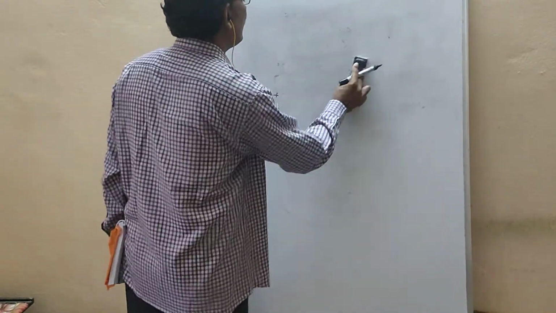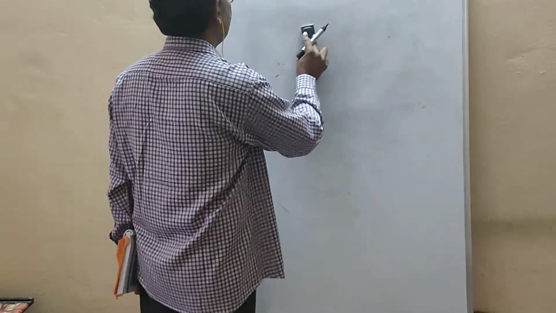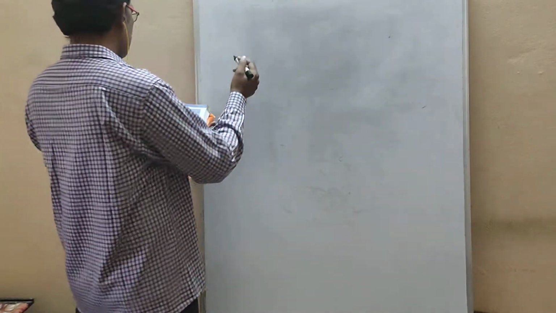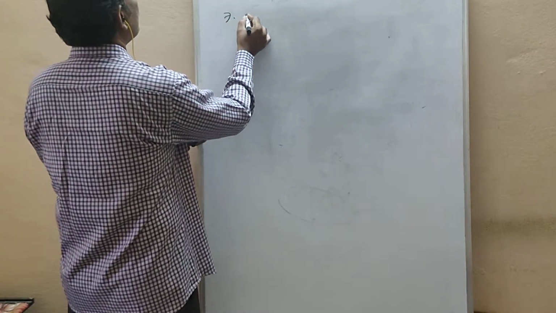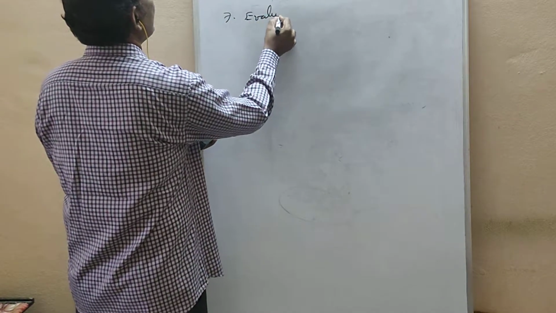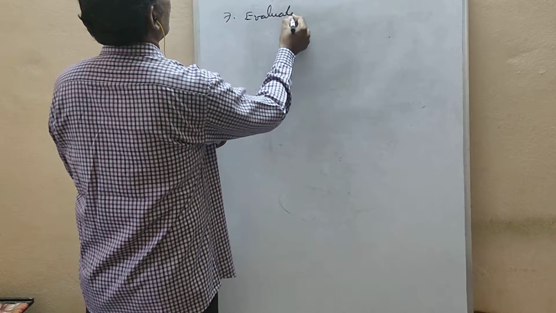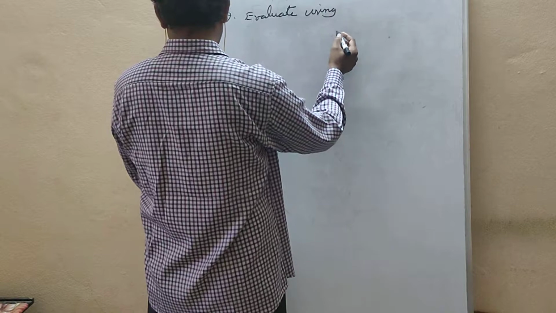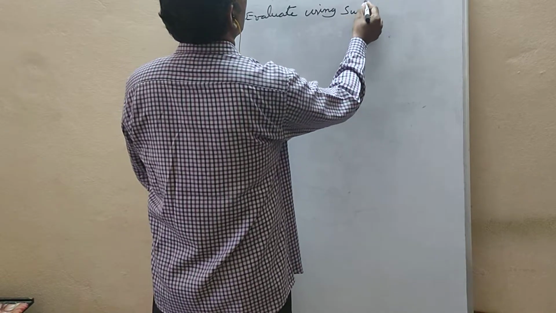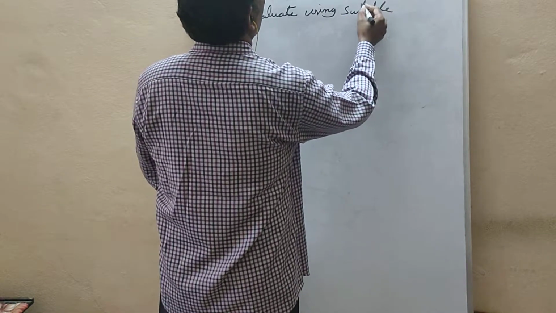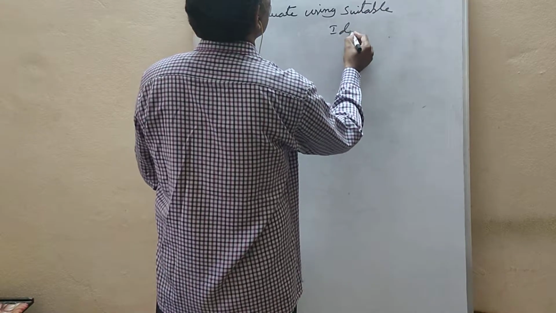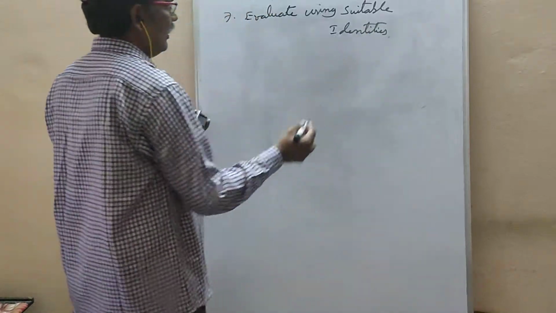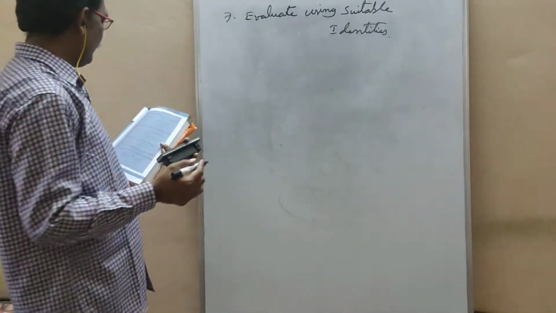So this is the seventh problem. How we have to do, we'll see it here. Evaluate using suitable identities. Reading the question is very important. See, by using identities only you have to find the value.